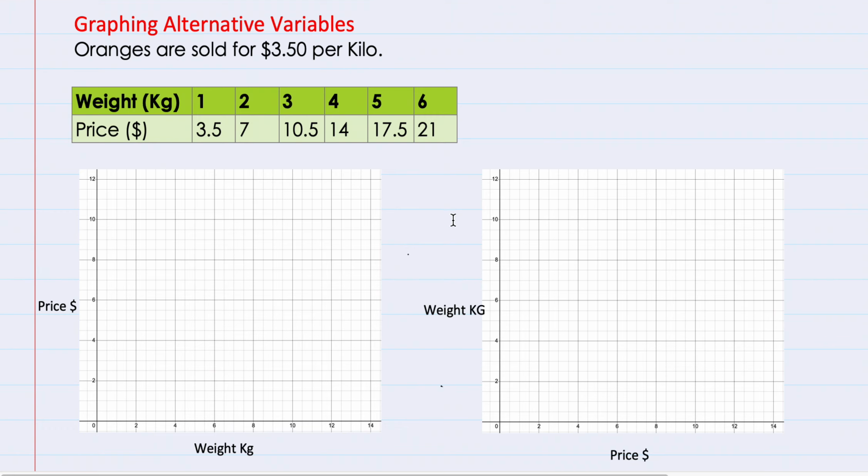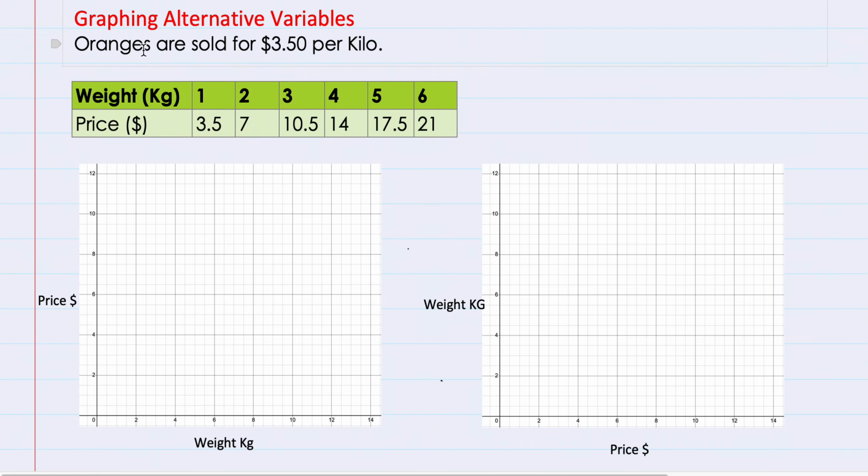What happens if we have variables that aren't just x and y? So for example, if I have oranges are sold for $3.50 per kilo and we have a bunch of weights of oranges and their corresponding price, do we plot a graph that looks like this with our price on the y-axis and our weight on the x-axis? Or do we plot it the other way around where the weight is on the y-axis and the price is on the x-axis? Those are our two options. And the issue is that they produce two different lines.